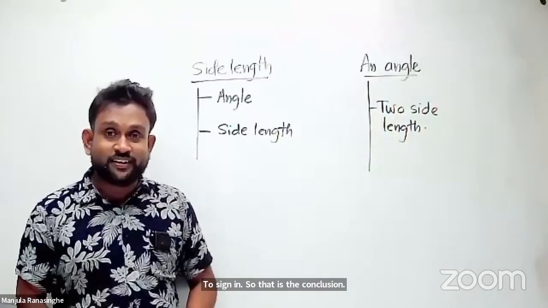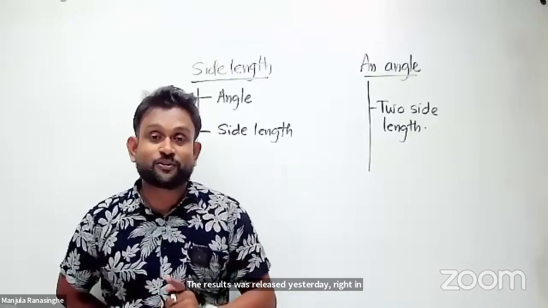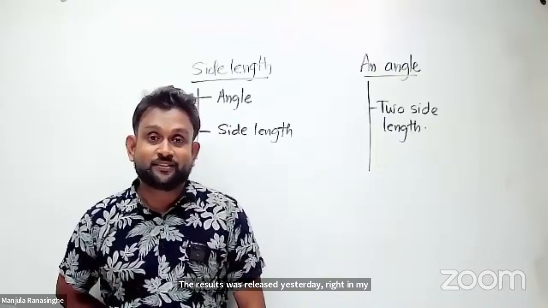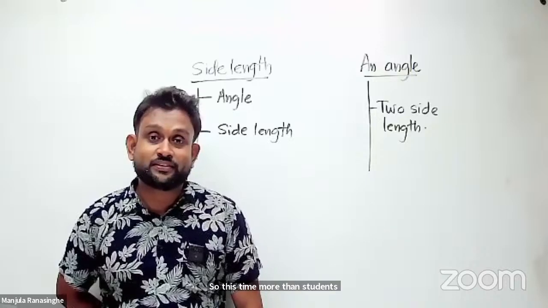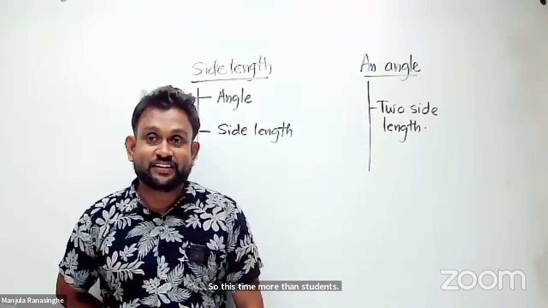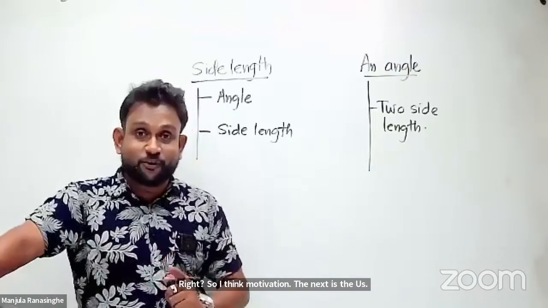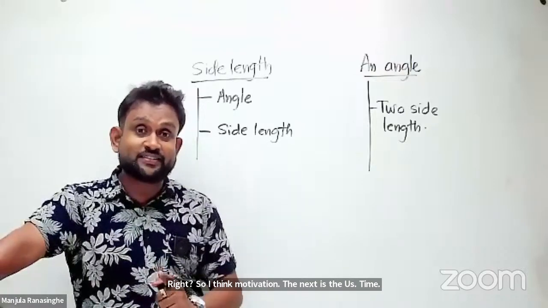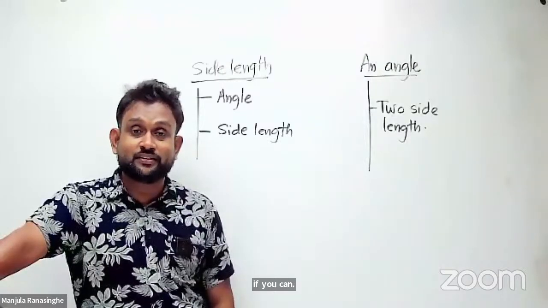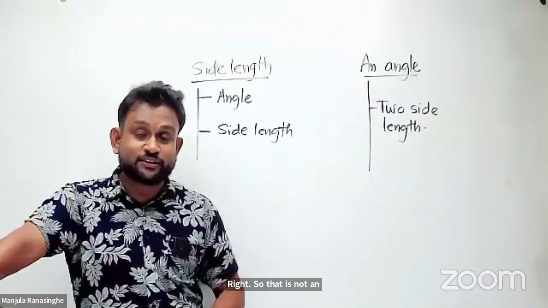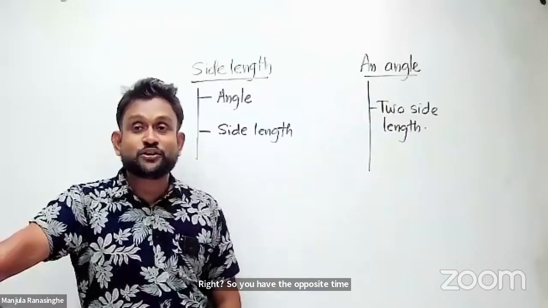And good news for you, the results were released yesterday. In my class, most of the students got A and B passes. This time, more than 10 students got 9 A passes in the online class itself. I think that should give you motivation. The next is your time. Try to become an expert in the results. Aim for 9 A passes if you can. That is not an unachievable target. You can achieve it. You have sufficient time, and these 4 months are sufficient to change your results.